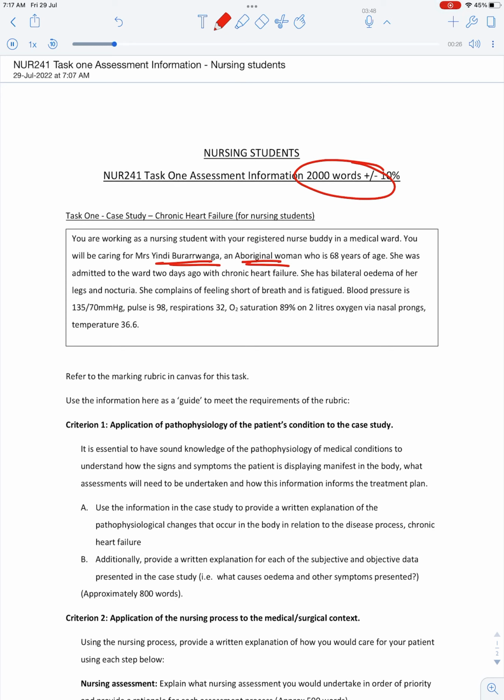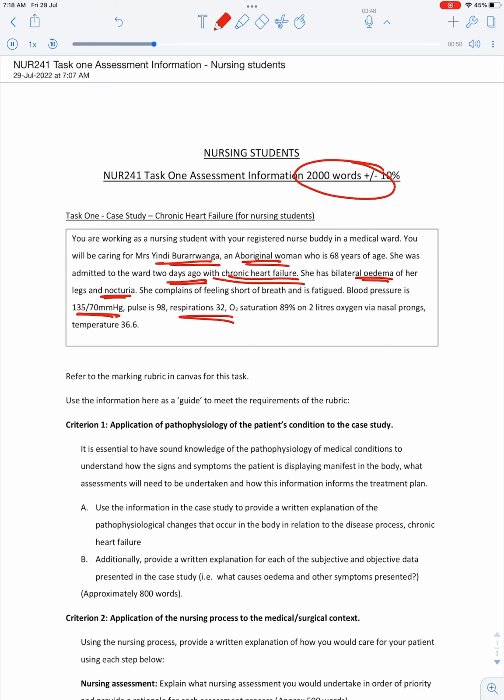She was admitted to the ward 2 days ago with chronic heart failure. We are going to underline chronic heart failure. She has bilateral edema of legs and nocturia. She has complaints of feeling short of breath and is fatigued. Blood pressure is 135 by 70. Pulse is 98. Respirations 32, and other directions have been given to us.